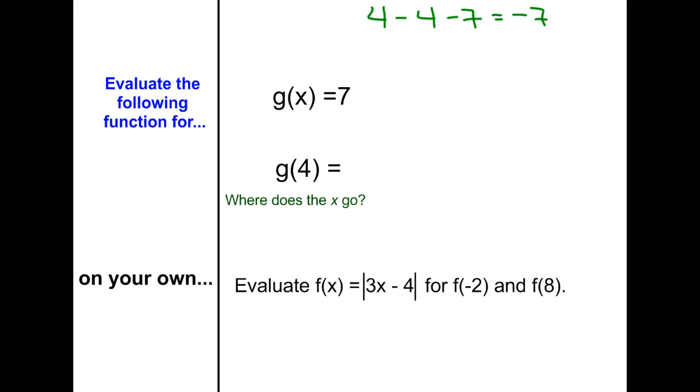Now let's try a trick question here where we have g of x equals 7. Well, if you look at that, we don't have any x's. So where are we going to put the x? Well, there is no x, so g of any number we put in is going to automatically equal 7. No matter what happens, it's always going to equal 7. For instance, if I have $5 and you work 20 hours, how much will I have in my pocket? I will still have $5. It doesn't matter how much you work. I'm not going to get paid more money, right?